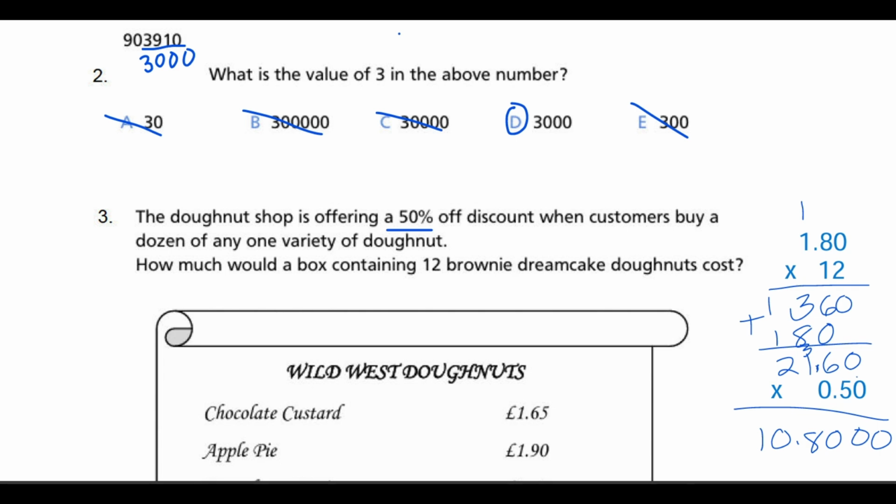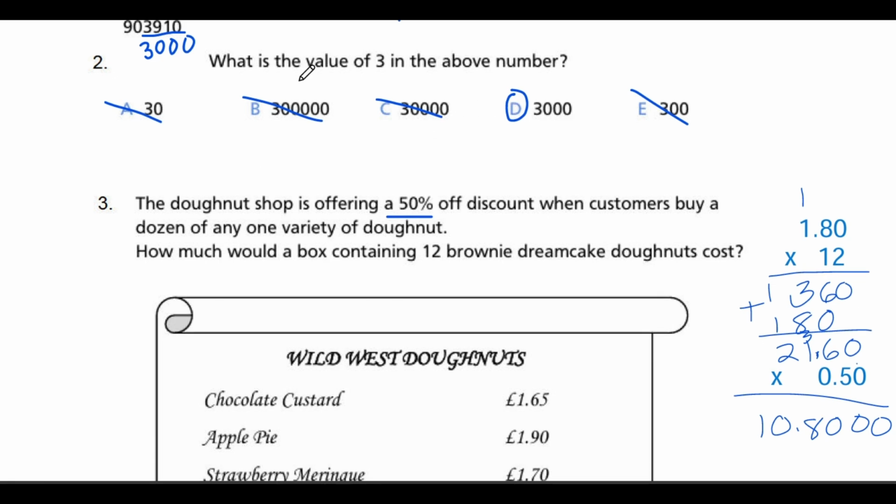To figure out the value of a digit, you need to know its place value. So in the number 903,910, the 0 is in the ones place, the 1 is in the tens place, the 9 is in the hundreds place, and the 3 is in the thousands place. That means the value of the 3 is 3,000.